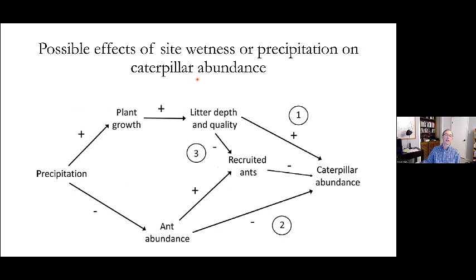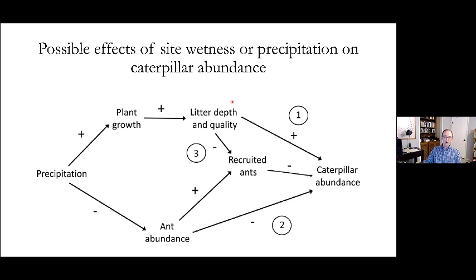caterpillar abundance. So we've got caterpillar abundance over on our right here, and we've got precipitation on our left. One pathway they might be linked is quite simple: when there's more rain, plants grow more. That leads to not just more plants to feed on, it also leads to more leaf litter.